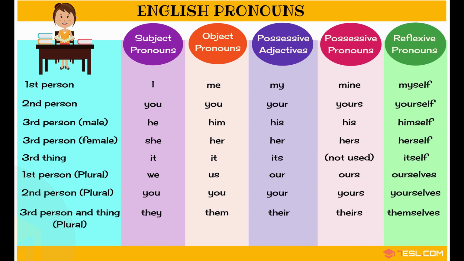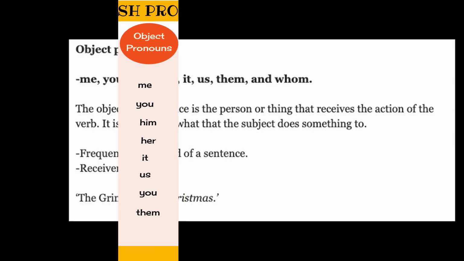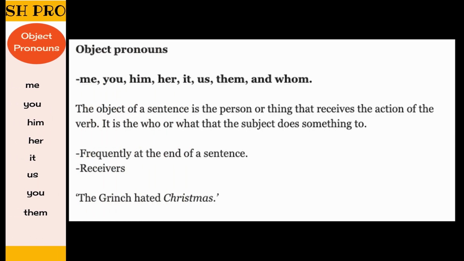So now we're going to look at the object pronouns. We just had the subject pronoun and now we're looking at the object pronouns. We can see them here: me, you, him, her, it, us, you, and them. The object of a sentence, unlike the subject, is the person or thing that receives the action of the verb. It is the who or what that the subject does something to.